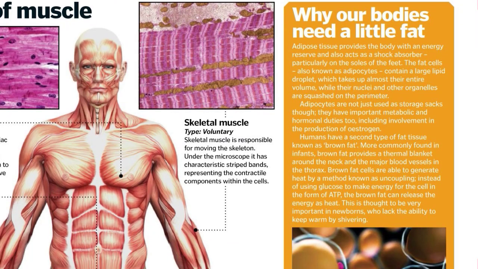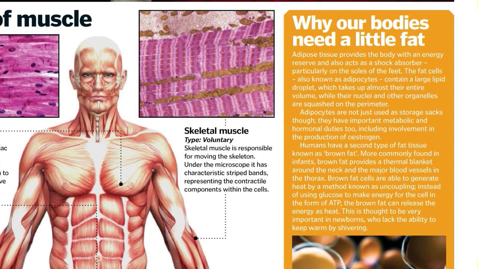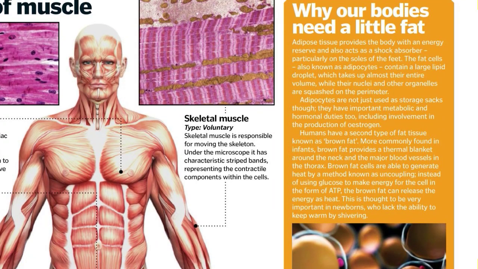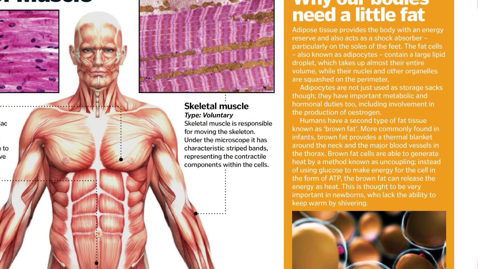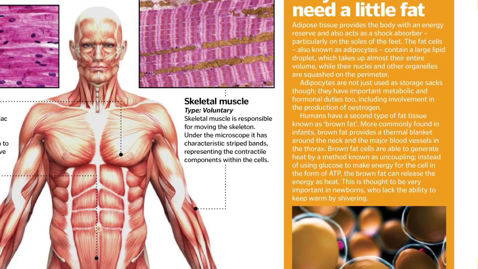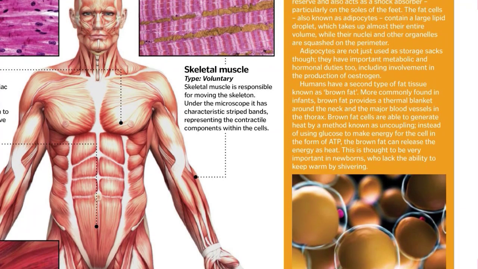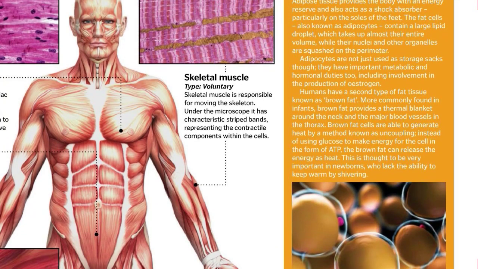The fat cells, also known as adipocytes, contain a large lipid droplet which takes up almost their entire volume, with their nucleus and other organelles squashed on the perimeter. Adipocytes are not just used as storage sacs, though. They have important metabolic and hormonal duties too, including involvement in the production of progesterone.